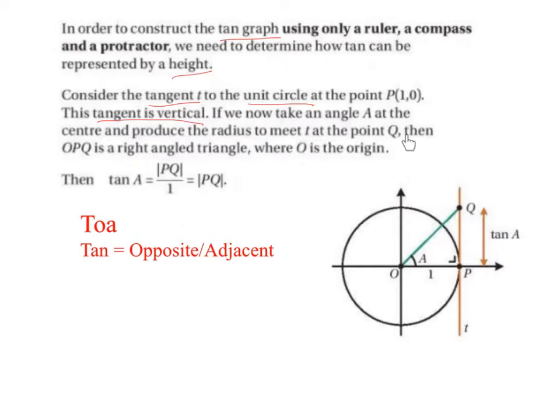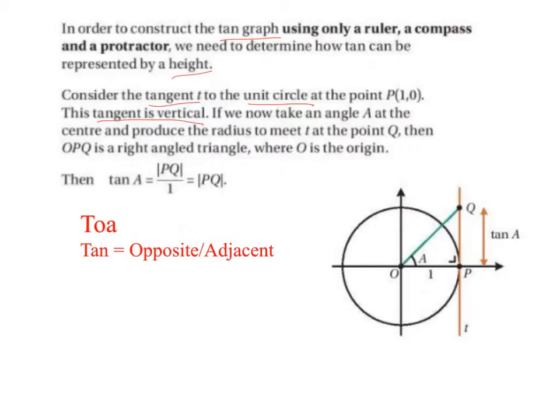If we now take an angle A at the center and produce the radius to meet T at the point Q, then OPQ is a right angle triangle where O is the origin. So this is our angle A at the center, and we have a radius that extends beyond the circle to touch the tangent. So it touches the line T, and it touches it at the point Q.